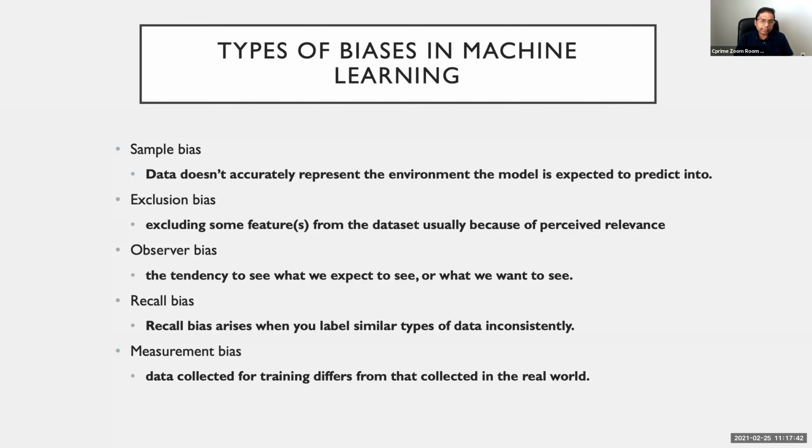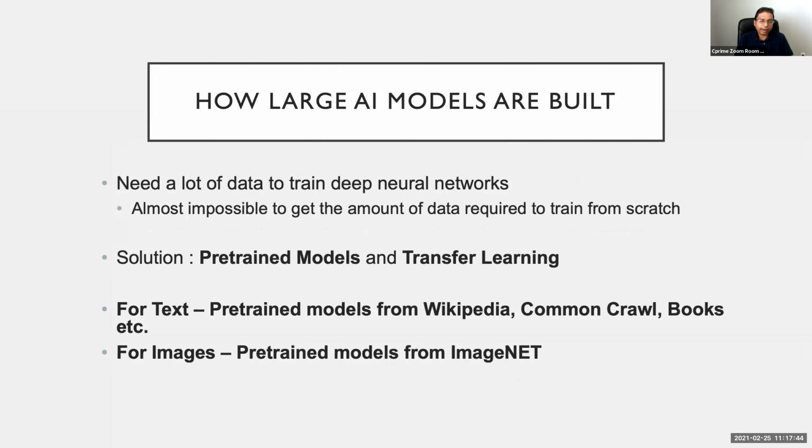However, that has changed for AI, because AI models have started increasing in their size quite a bit. And if you're using deep learning models or deep neural network models, it's almost impossible to generate the amount of data that you require to train them from scratch. And so what people actually do is they use a technique called transfer learning.